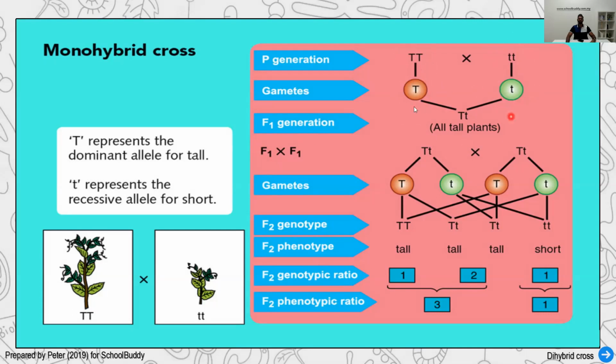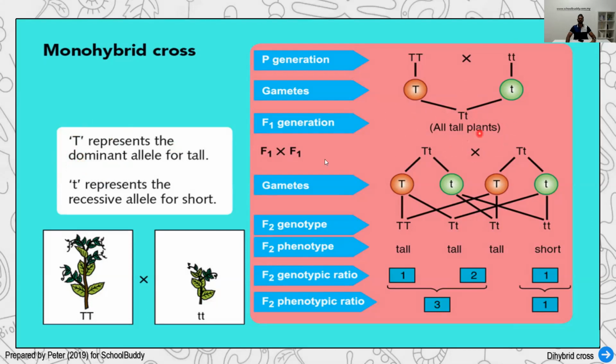When we fertilize them, they are going to form one capital T and small letter t, and all the plants are going to have a tall structure because the big T is dominant. As I said, if the big T is present in the allele, it's going to show its effect. So all the plants are going to be tall in nature.